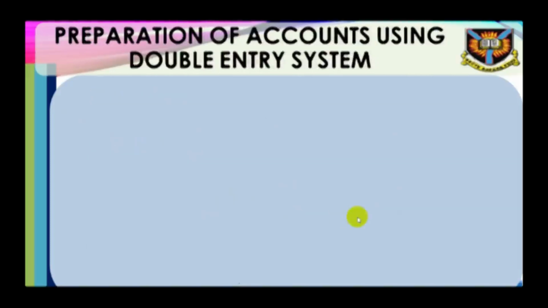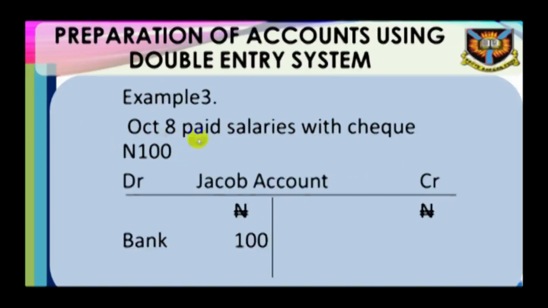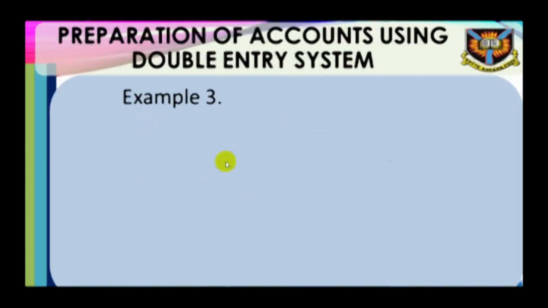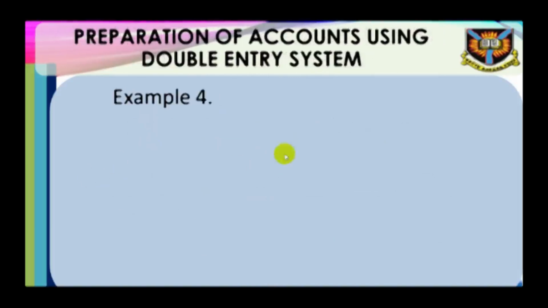Example 3: on the 8th of October, paid salaries with cheque, 100 naira. Number 4: on the 11th of October, paid Lara with cash, 200 naira. Lara's account will be debited with cash 200 naira.